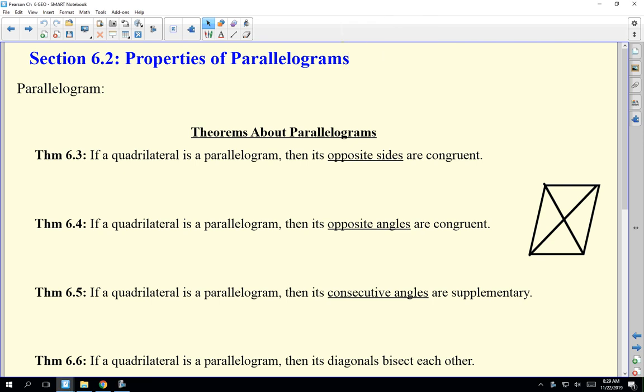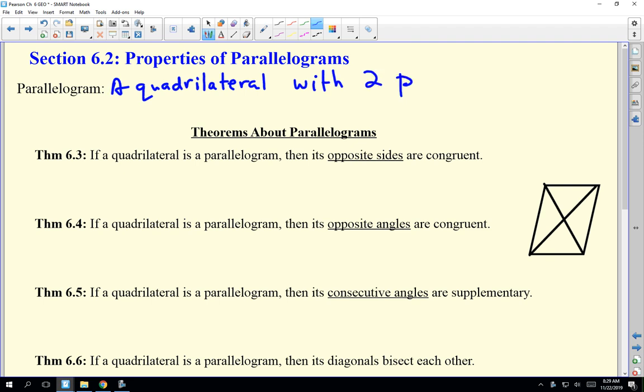So, properties of parallelograms. Let's think about it. A parallelogram is a quadrilateral, right? Does everybody have a packet? So it's a quadrilateral, but what's special about this quadrilateral? It's a quadrilateral with two pairs of parallel sides. So it's a special quadrilateral. It's got two pairs of parallel sides.